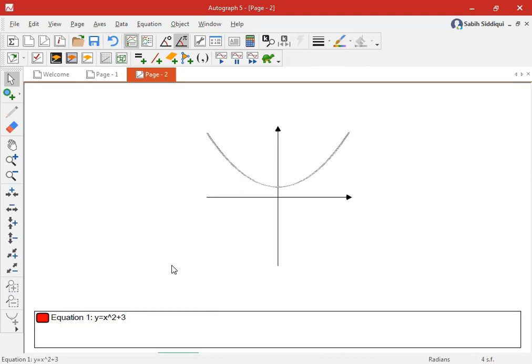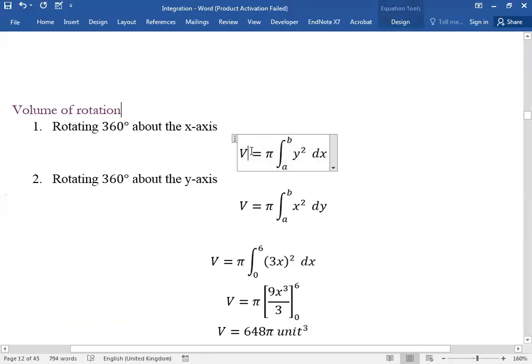Do we get the same answer? Yes, we do. So obviously, every time we will not get such a simple shape. Whenever we are rotating any particular shape 360 degrees about the x-axis, we can get our volume by integrating y square with respect to x, between the upper and lower limits of x. And if we are rotating 360 degrees about the y-axis, we'll integrate x square with respect to y, and the upper and the lower limits will be of y.